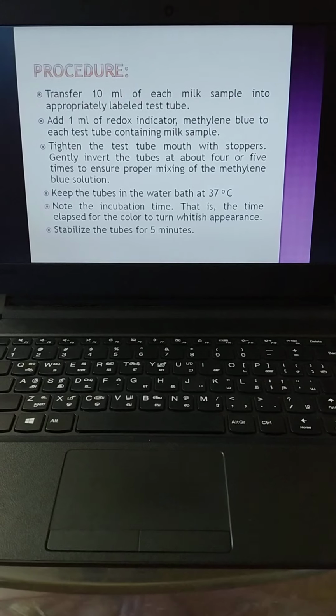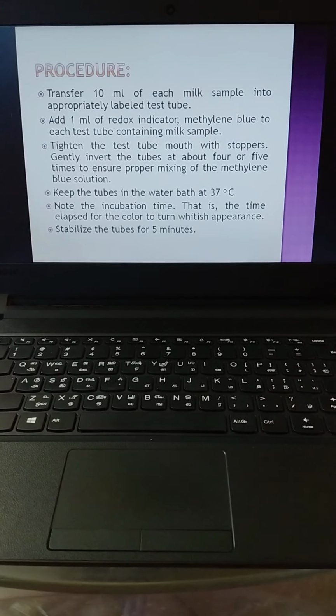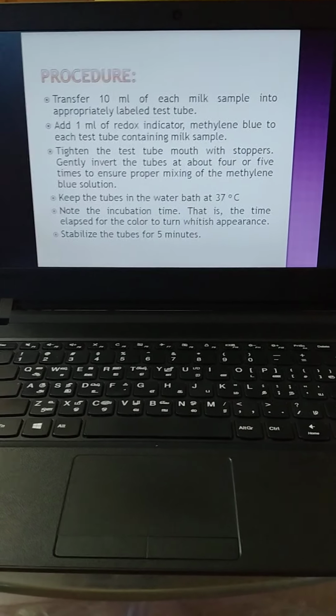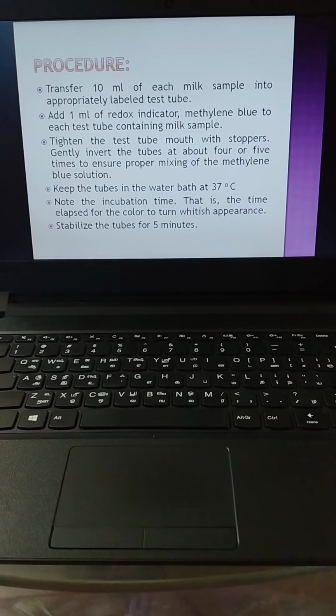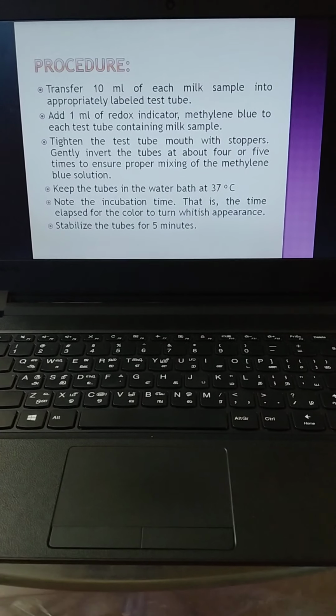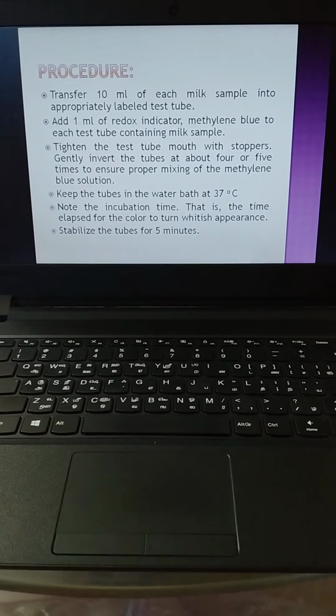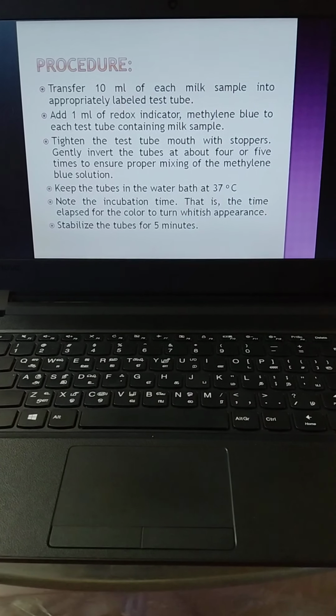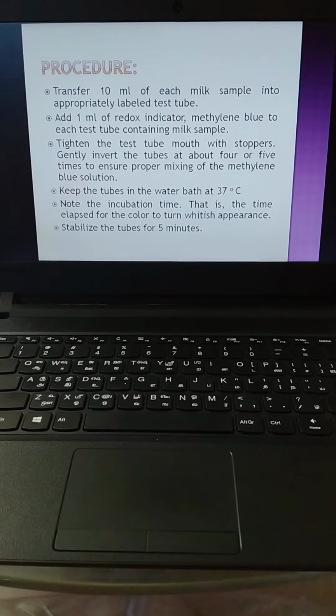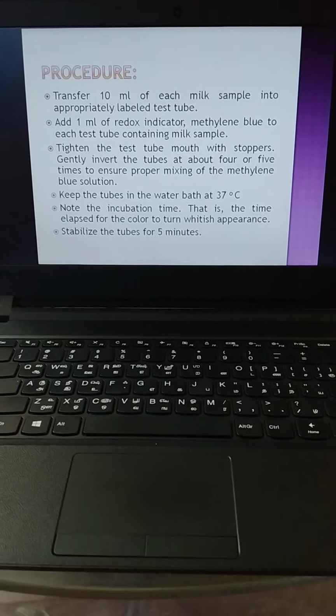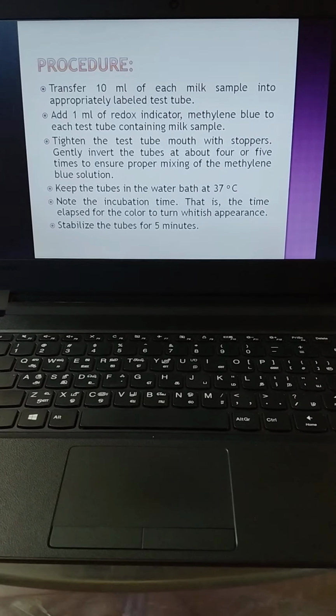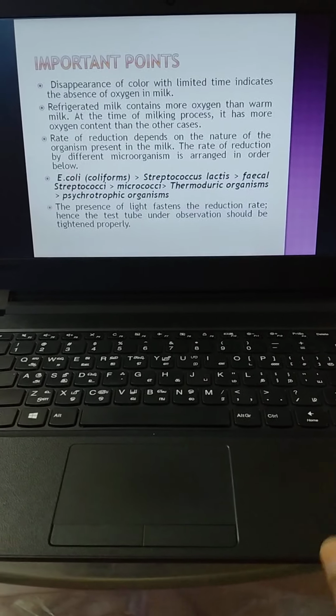So we have already told in the materials used that we are going to make use of a water bath at 37 degrees Celsius. So these tubes will be kept in the water bath. We'll have to note the incubation time, that is the time that will elapse for the color to turn to a whitish appearance. We'll have to stabilize the tubes for approximately 5 minutes.